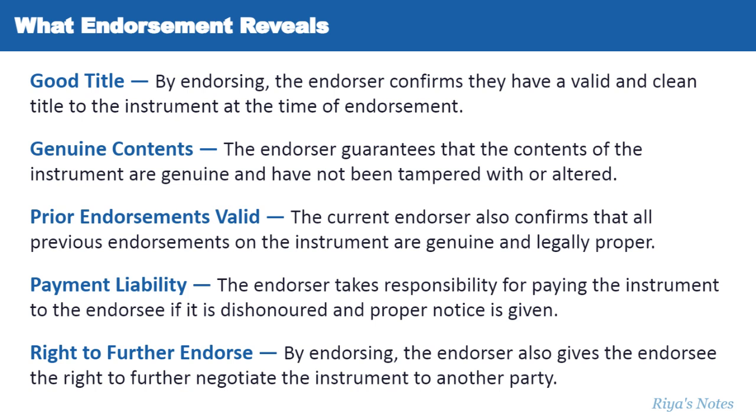Prior endorsements valid. The current endorser also confirms that all previous endorsements on the instrument are genuine and legally proper. Payment liability. The endorser takes responsibility for paying the instrument to the endorsee if it is dishonored and proper notice is given. Right to further endorse. By endorsing, the endorser also gives the endorsee the right to further negotiate the instrument to another party.